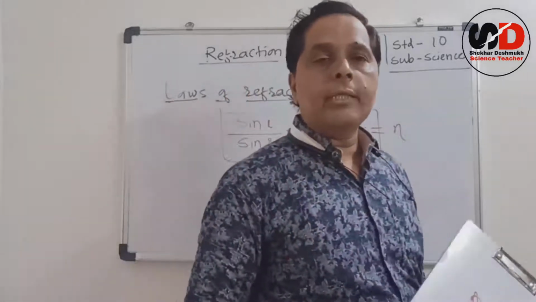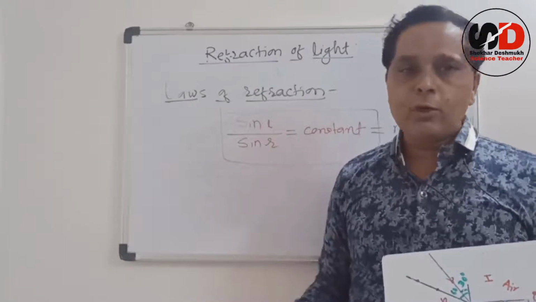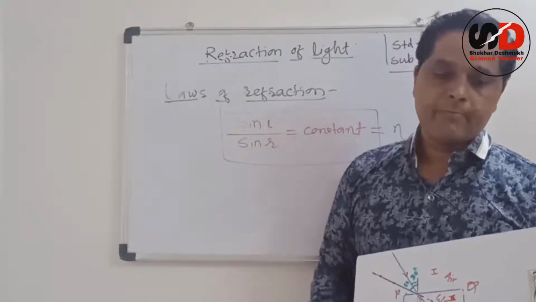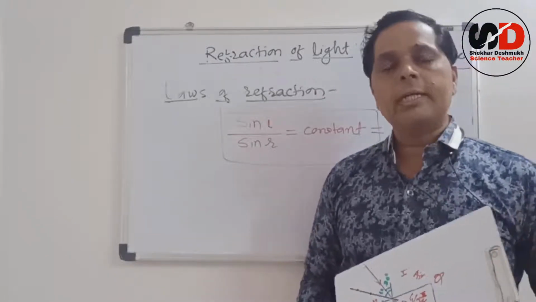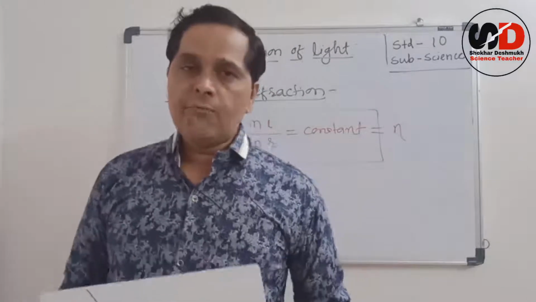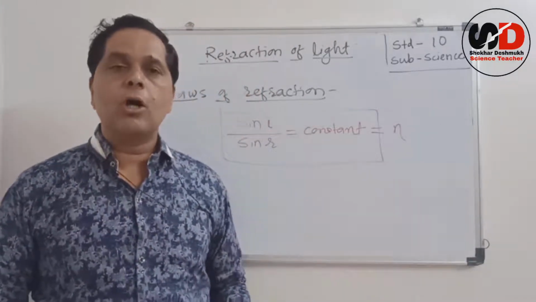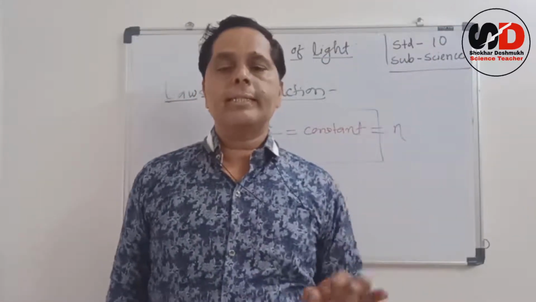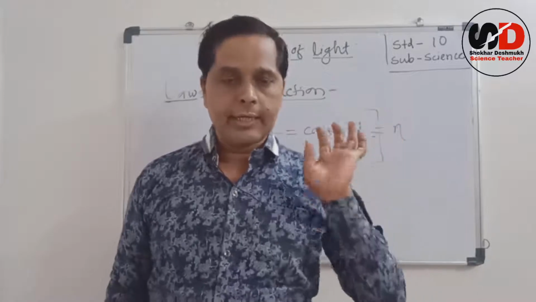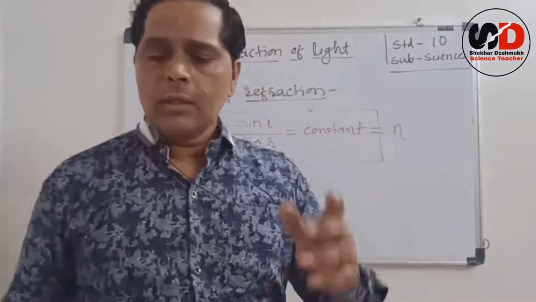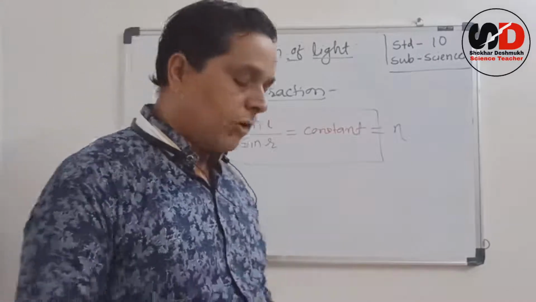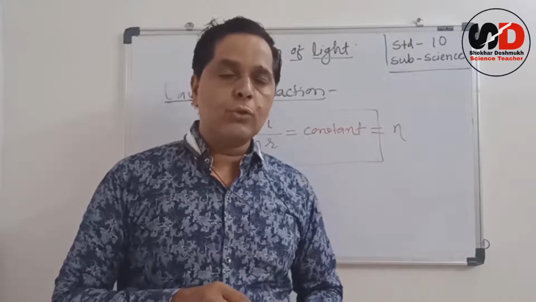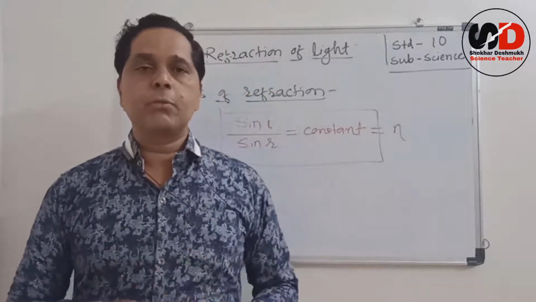And if we calculate the refractive index with respect to vacuum, then it is called the absolute refractive index. Student, what is the definition of absolute refractive index? If we calculate the refractive index of any medium with respect to vacuum, then it is called the absolute refractive index. Some absolute refractive indices of some materials are given in this table. You can see the table in your textbook.